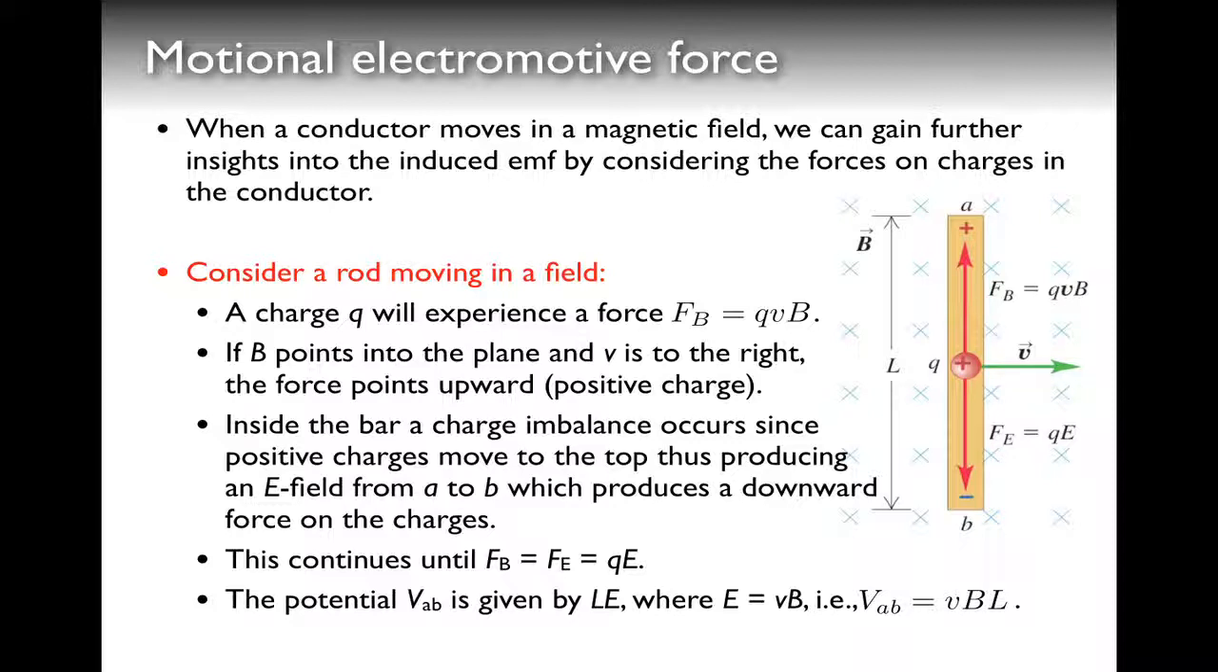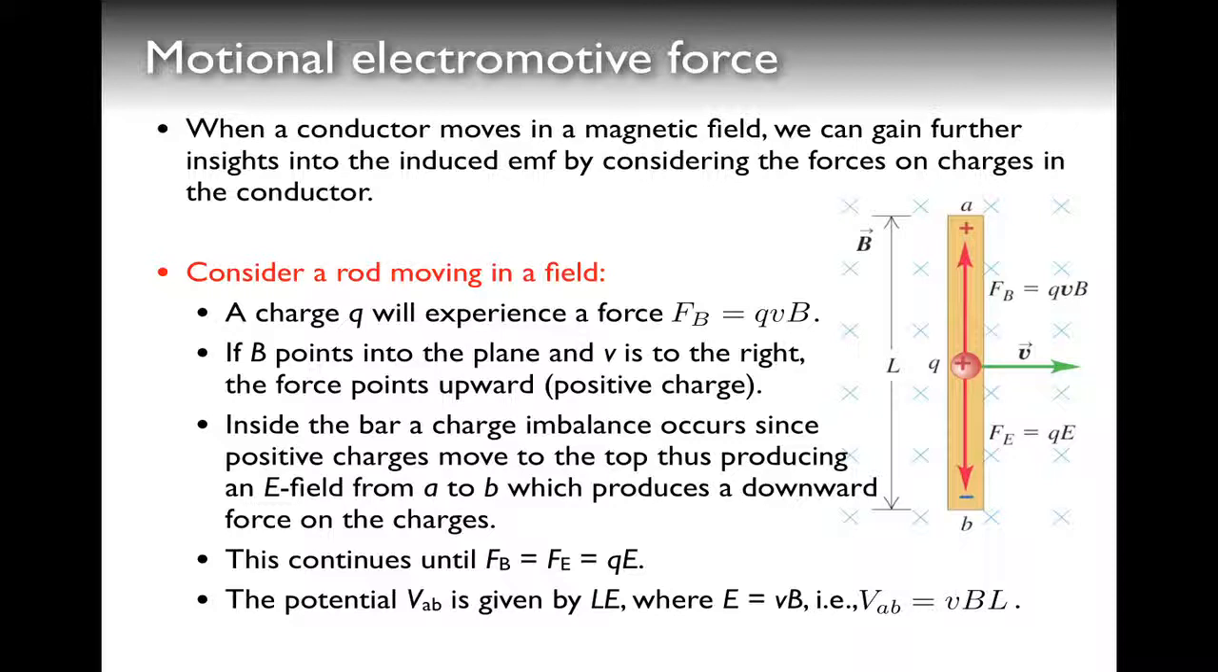Any charge Q inside the system will therefore experience a force that equals Q times V times B. If now B points into the plane and V is to the right, the force will point upward, which means that inside the bar a charge imbalance occurs because positive charges move to the top, therefore producing an electric field between the points A and B, in other words, the extremes of the bar. And this electric field that forms produces now a downward force on the charges. This will continue to happen until we have a balance of the forces, in other words, until the magnetic force equals the electrostatic force, which is the charge times this electric field.